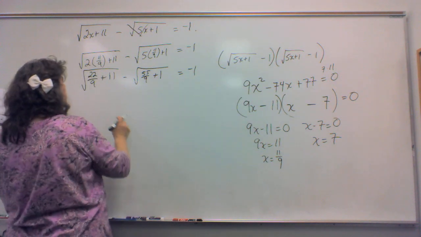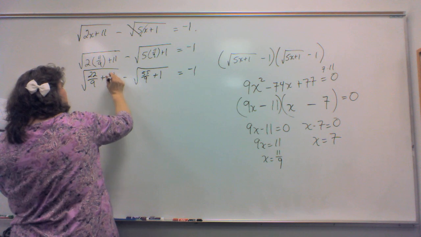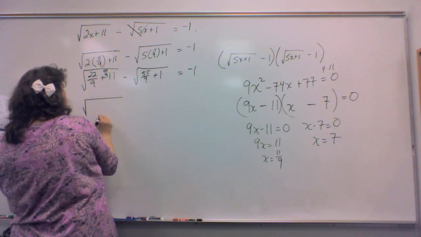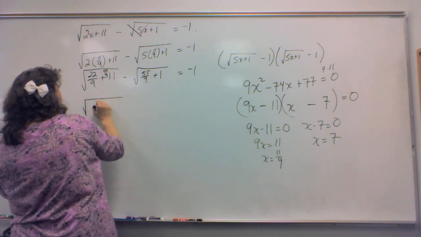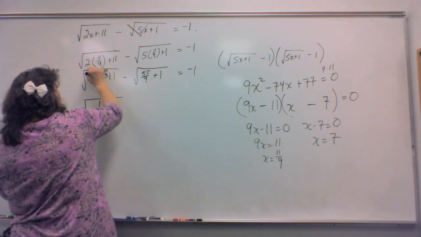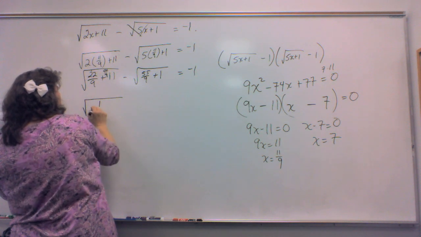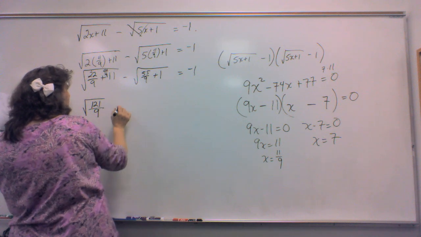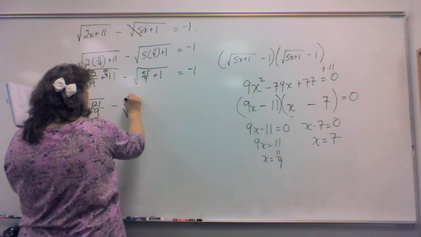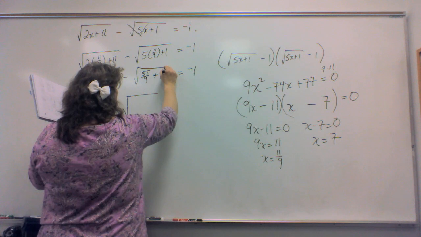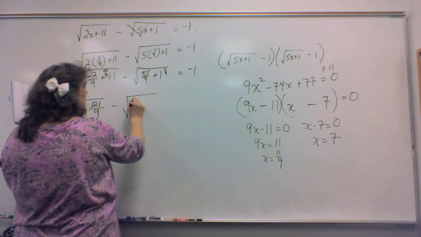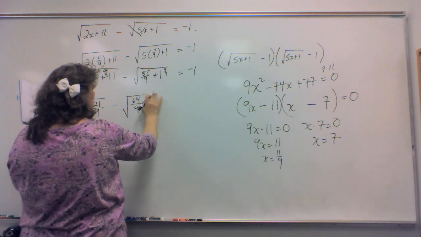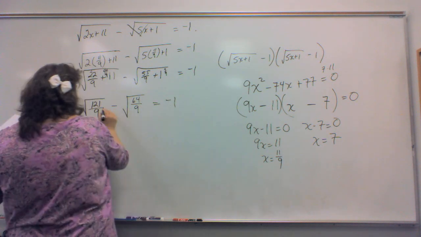Well, what is this going to give me? If I get a common denominator, this is going to be 99 ninths. So this is going to be the square root of 121 over 9 minus the square root of, this will be 9 ninths, so that will be 64 over 9. Does that equal negative 1?